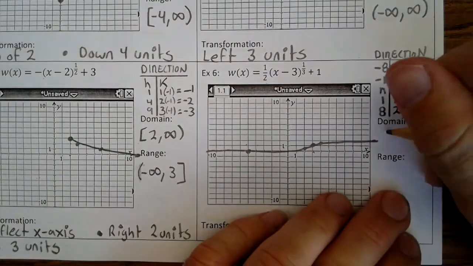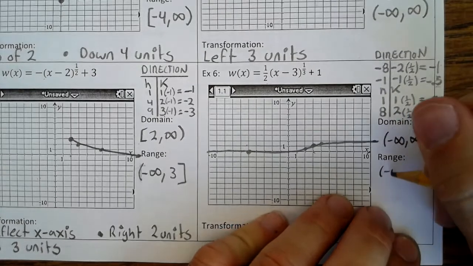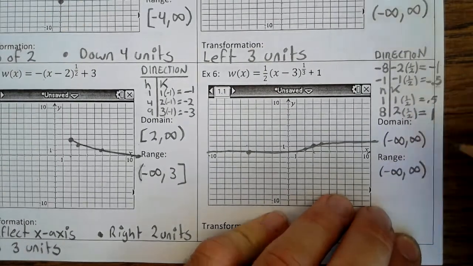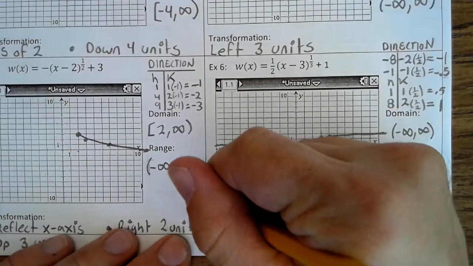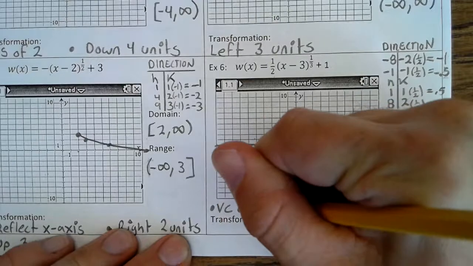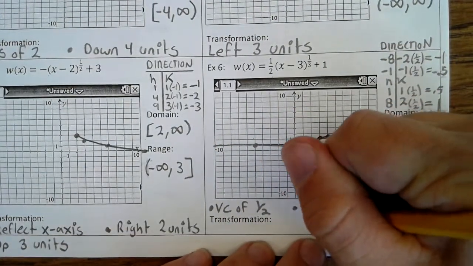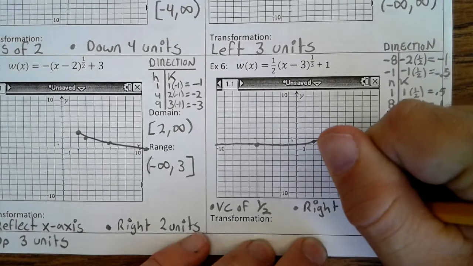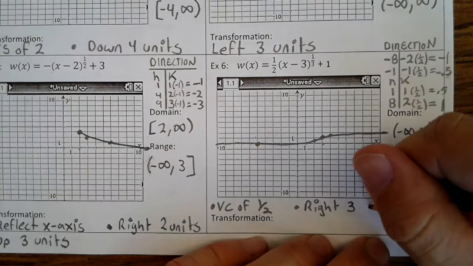Okay, we know our domain is -infinity to +infinity, and our range is -infinity to +infinity. And so our transformations. Let's see, vertical compression of 1/2, right 3, and then up 1.